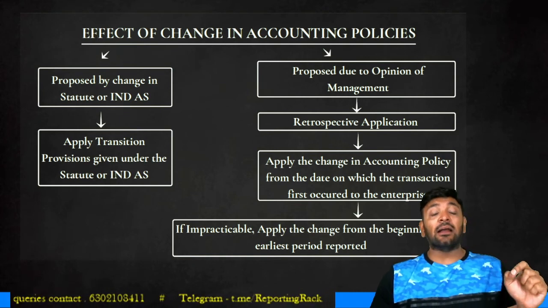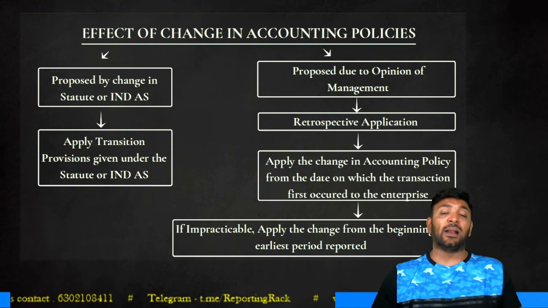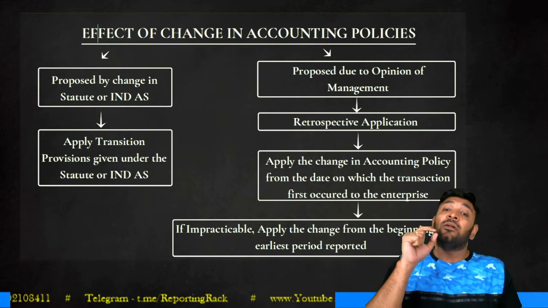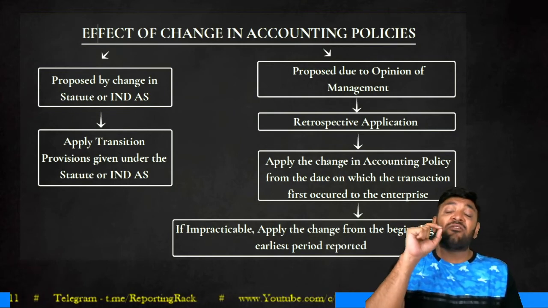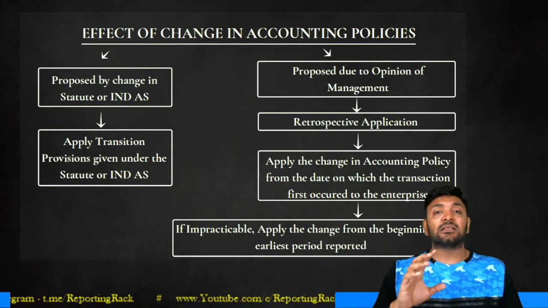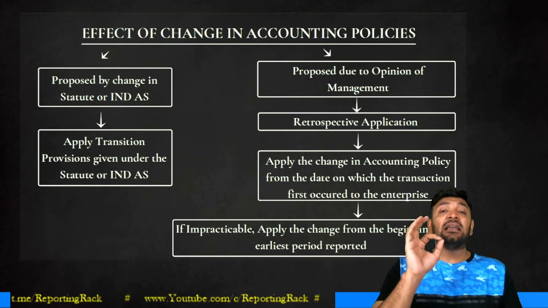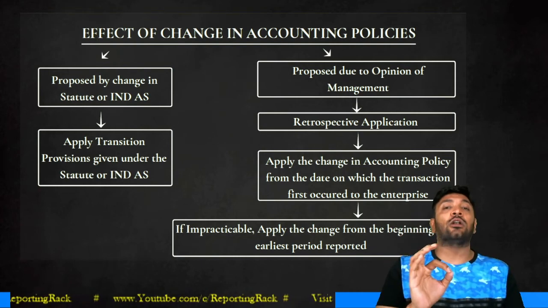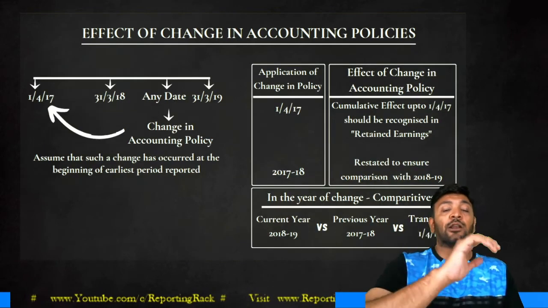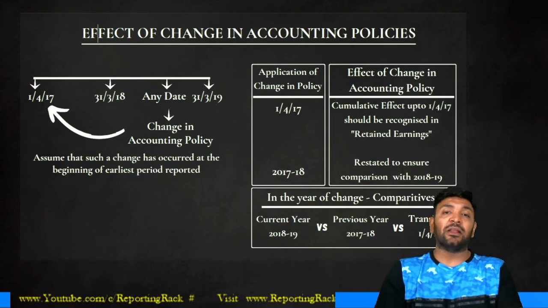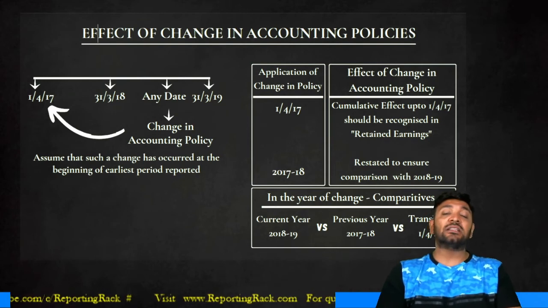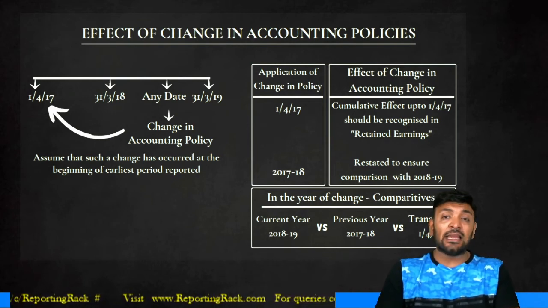But if I'm changing it due to the change in opinion of the management, then I have to give a retrospective application. What is retrospective application? The date on which such transaction first occurred should be the date on which I will start applying this change in accounting policy. If it is impractical, then at least give a retrospective application to a change in accounting policy from the beginning of the earliest period reported. Beginning of earliest period reported is nothing but the beginning of the previous year. Clear?